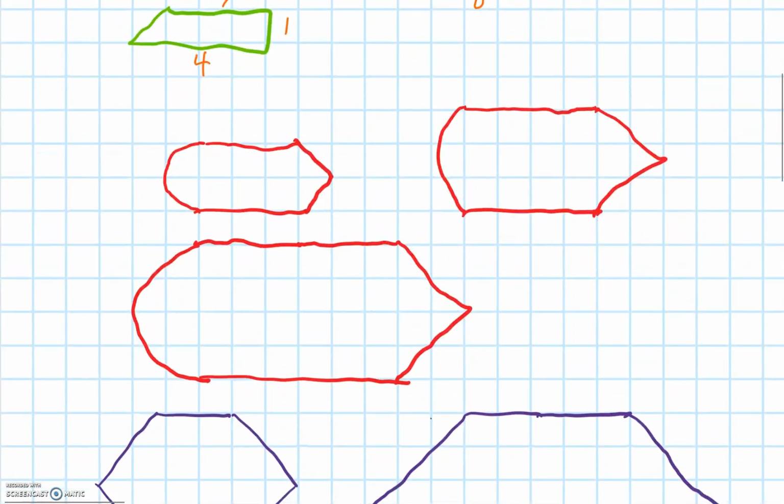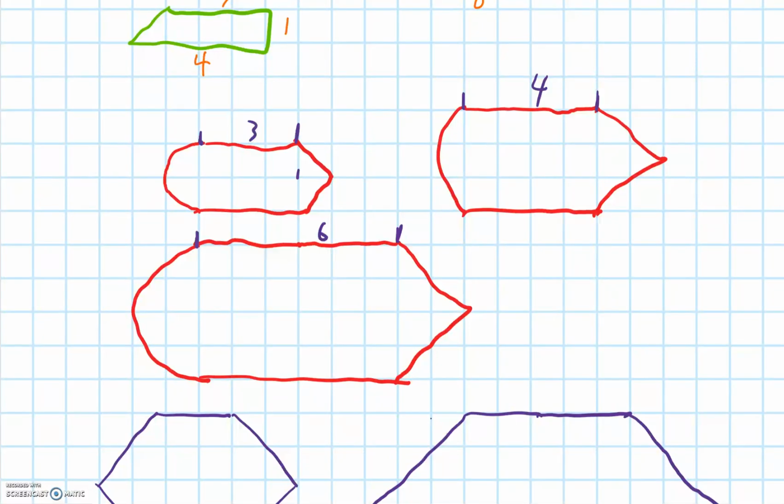So here we have these red ones, and which ones are similar? Pause the video if you need to. Okay, I'm going to let you know which ones are similar. If we look here from the part where it starts to curve or starts to angle, let's see how long that is. Here it's 6, here it's 3, here it's 4. Well, without knowing anything else, it could be.